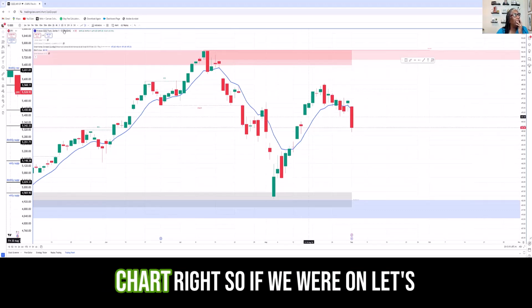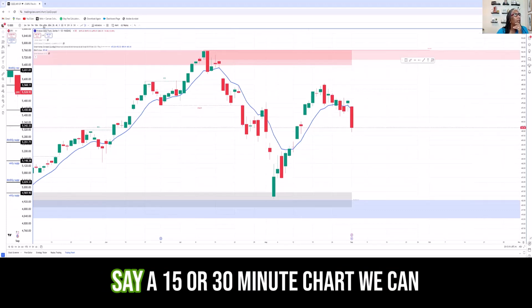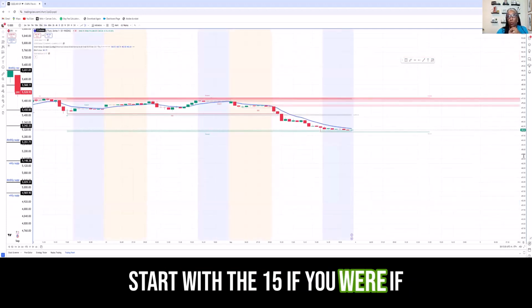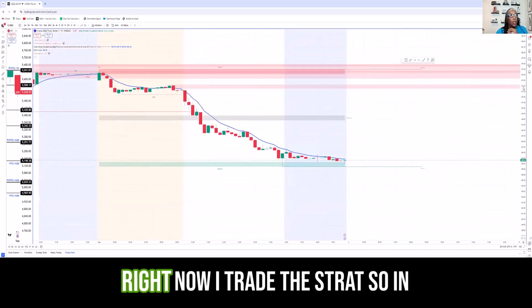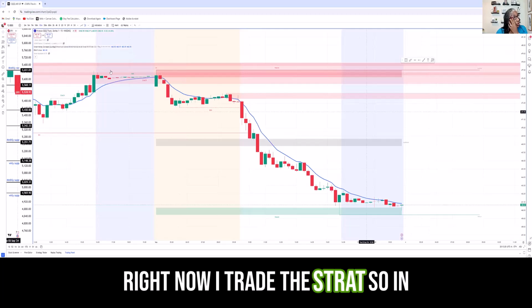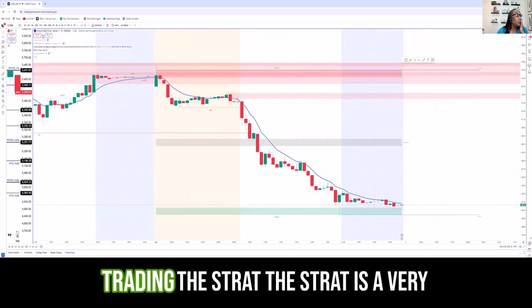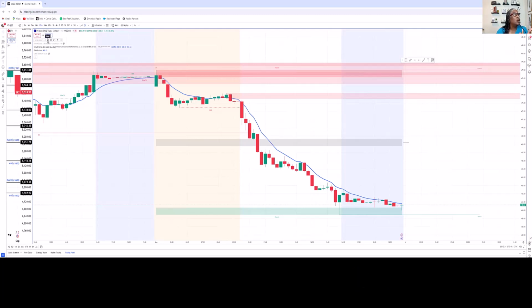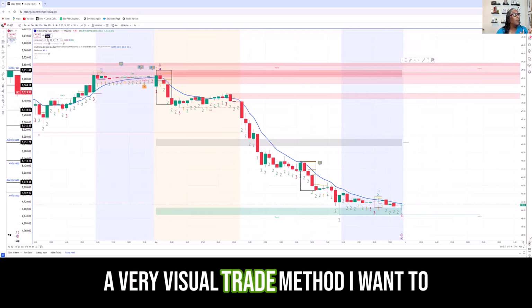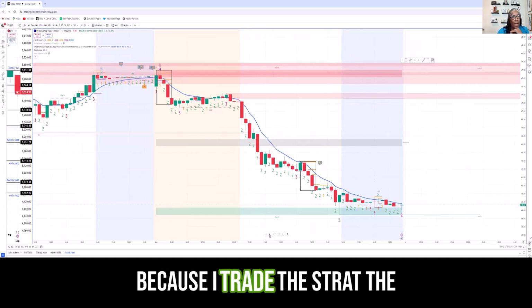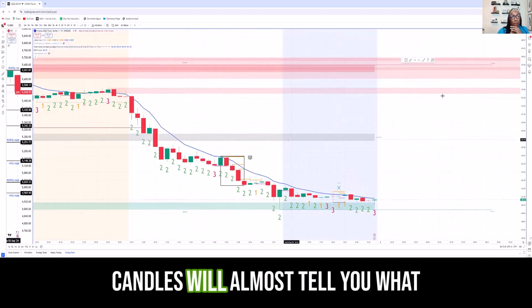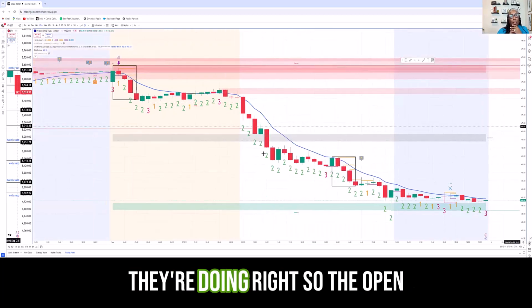Now, this is the daily chart, right? So if we were on, let's say, a 15 or 30-minute chart, we can start with the 15. If you're buying, you're probably looking for shorter time frames, right? Now, I trade the Strat, and trading the Strat is a very visual trade method. There's my candles. Because I trade the Strat, the candles will almost tell you what they're doing, right?